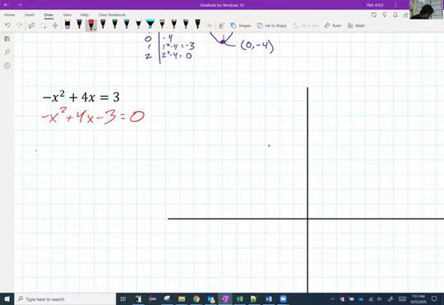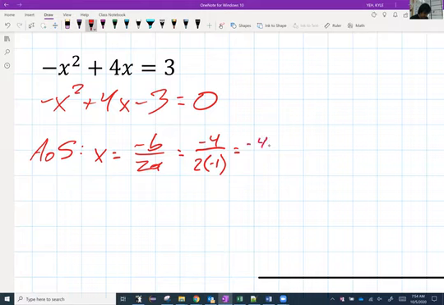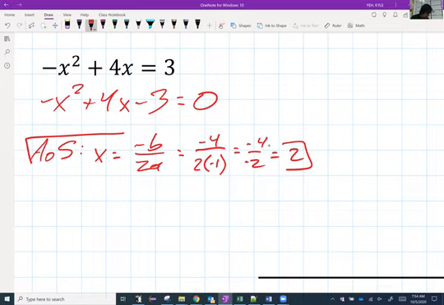Start with your axis of symmetry. You know how to do this. X equals negative b over 2a. B in this equation, how many x's do we have? We have positive 4. So negative b, so negative 4 over 2 times negative 1, because we have negative 1 x squared. Negative 4 over negative 2. Axis of symmetry, x equals 2.